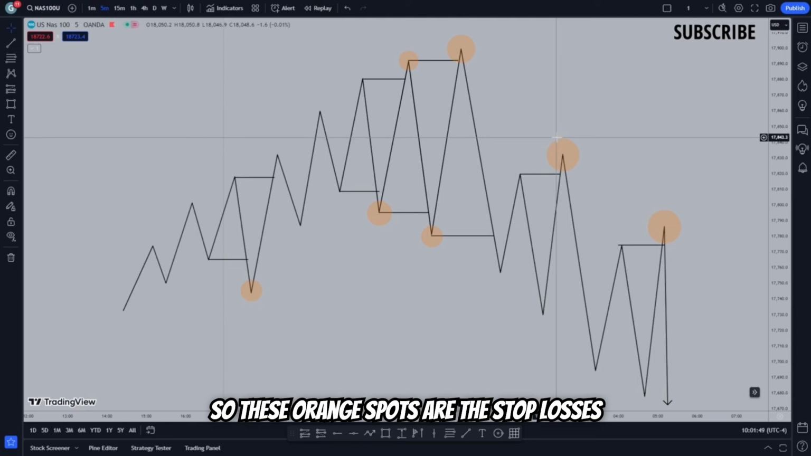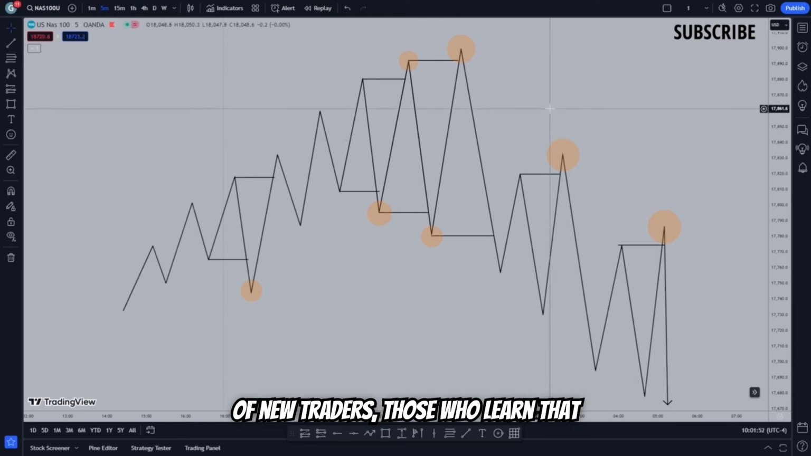So these orange spots are the stop losses of new traders, those who learn that normal higher high and higher low pattern. Okay, so this is the thing. This is what happens really all the time on the charts. This is the structure, and this structure you should learn.